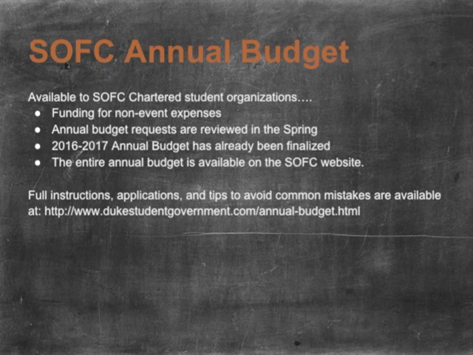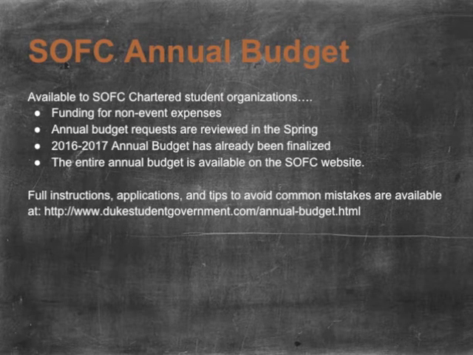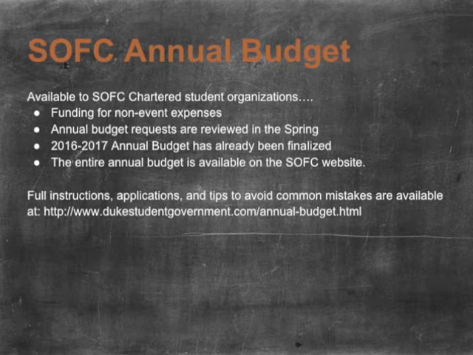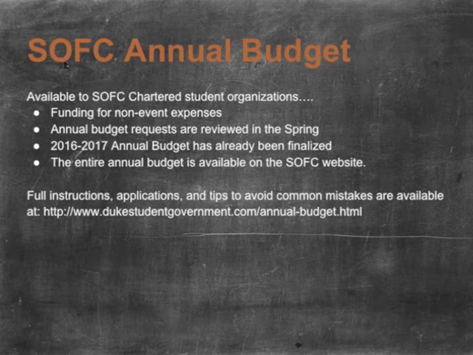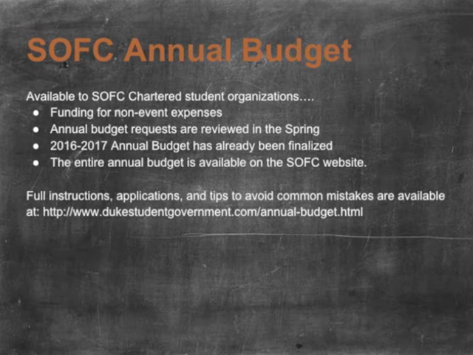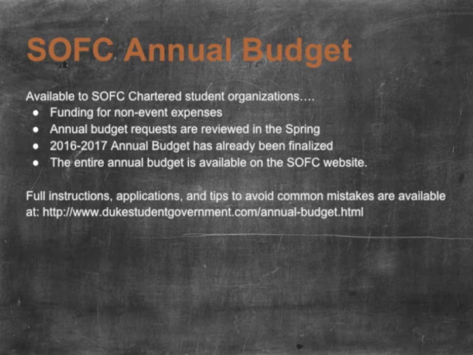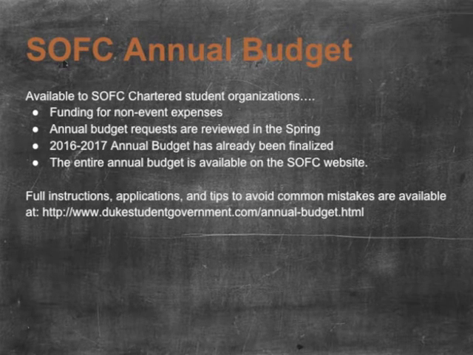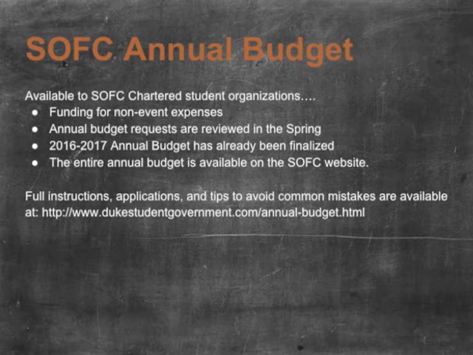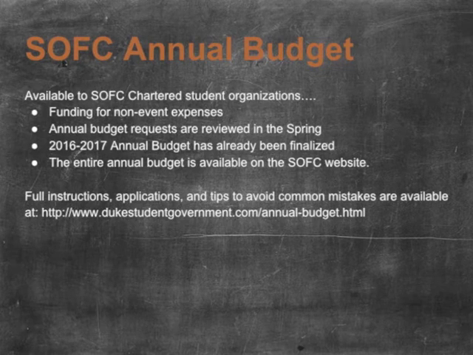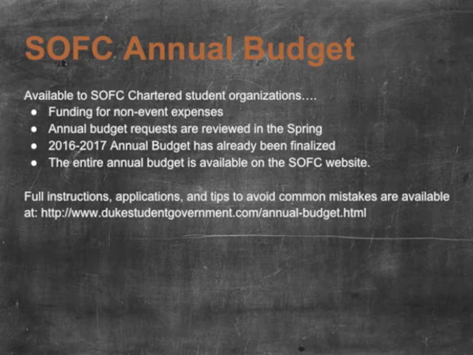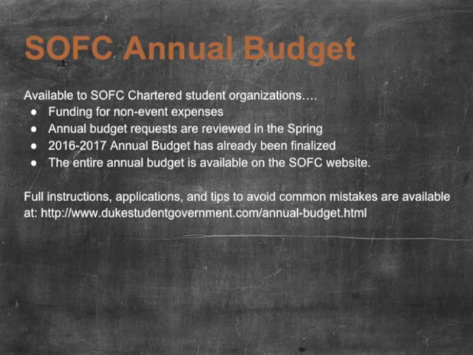Only SOFC chartered organizations may apply for funding through the SOFC annual budget. The annual budget provides funding for non-event expenses to chartered groups. SOFC reviews annual budget requests once a year in the spring for the upcoming academic year. So, the 2016-2017 annual budget has already been finalized. If you are unsure if your organization received annual budget funding, the entire budget is available on the SOFC website. Full instructions, applications, and tips to avoid common mistakes are also available on the SOFC website.